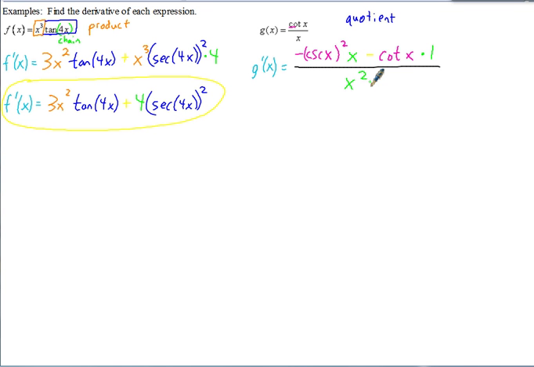And really there's not much to simplify in this one either. Just bring that x out in front along with the negative. Usually the trig functions are at the end of each term. So negative x cosecant x squared, and then minus cotangent x, and 1 is just cotangent x, all divided by x squared.